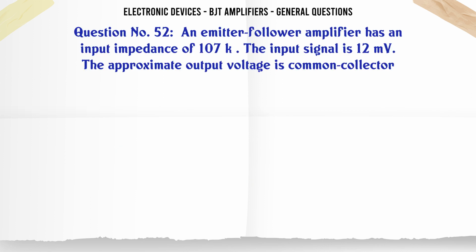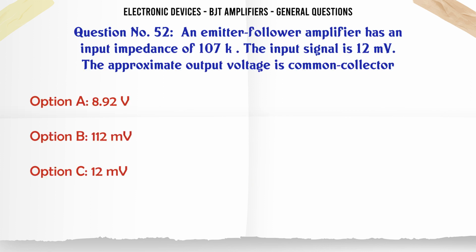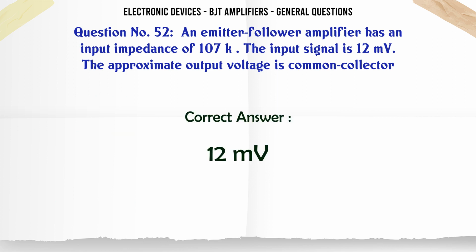An emitter follower amplifier has an input impedance of 107K. The input signal is 12 mV. The approximate output voltage of this common collector is A. 8.92 V. B. 112 mV. C. 12 mV. D. 8.9 mV. The correct answer is 12 mV.